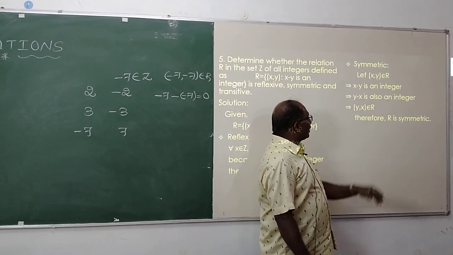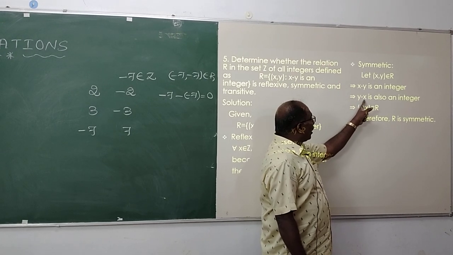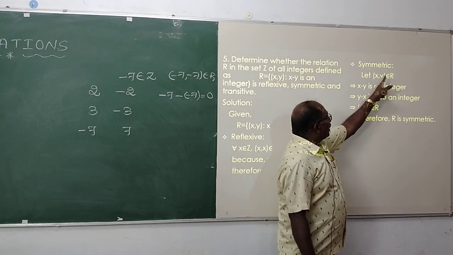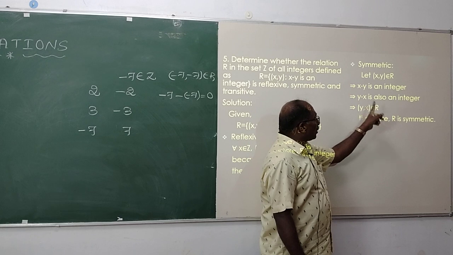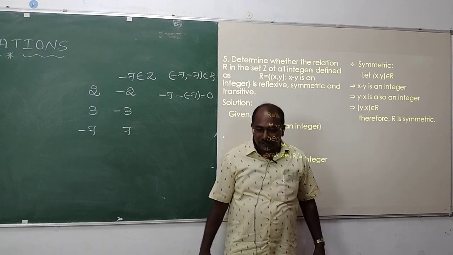Since y minus x is also an integer, therefore, from the given relation, we can say the ordered pair y comma x belongs to R. This means that whenever x comma y belongs to R, y comma x also belongs to R. Therefore, we can declare R is symmetric.